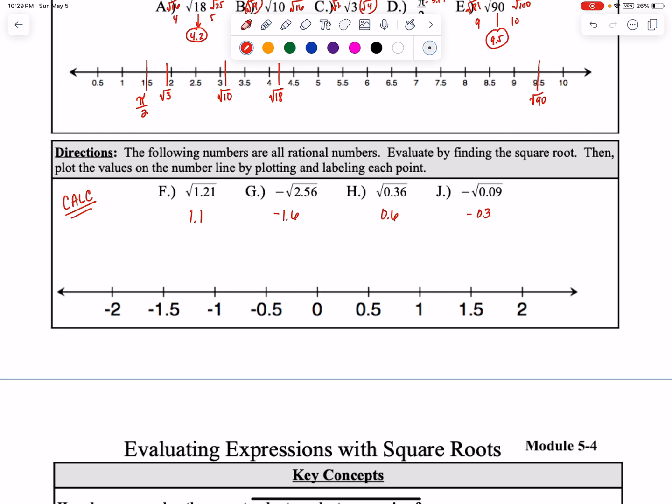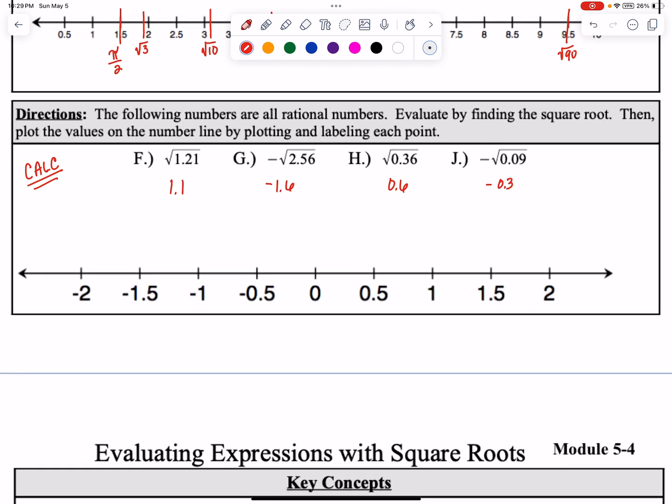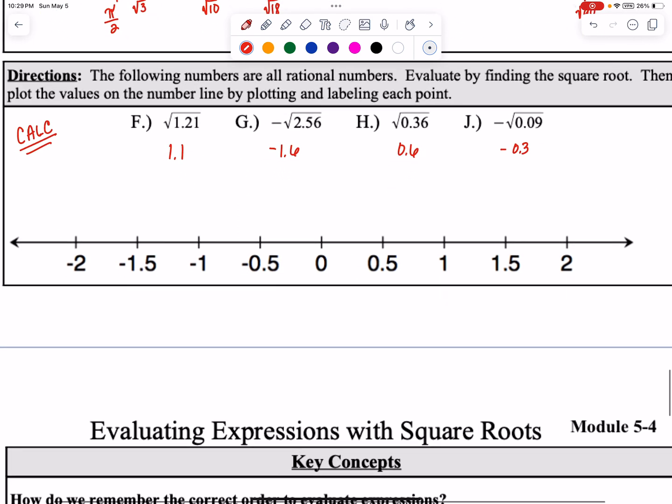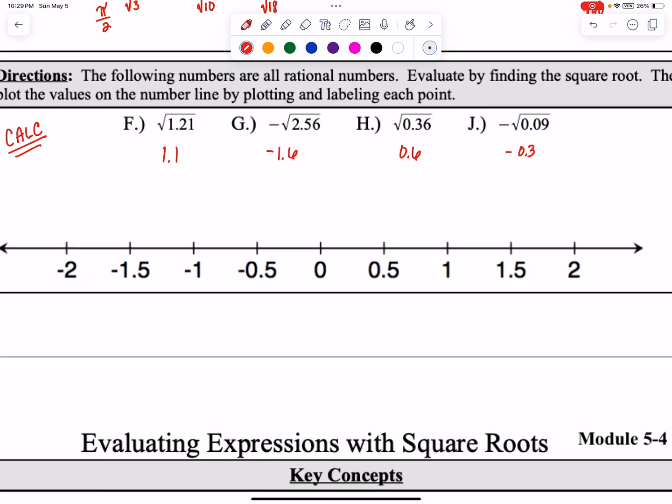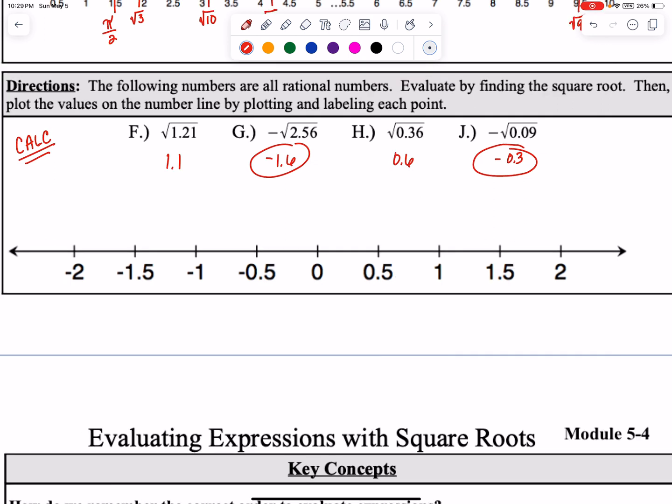Just be careful with things like that, and we can go ahead and it says plot the values. So again, we're not plotting the numbers, we're plotting the values. So our negatives are obviously going to be first. So negative 1.6, remember that's going negative 1, negative 1.5, and then negative 1.6 is right here. So this is negative square root of 2.56. Then we have our negative 0.3, should be right here, which is negative square root of 0.09.